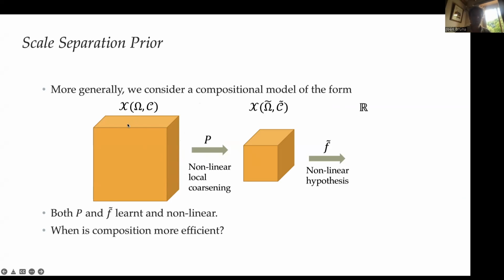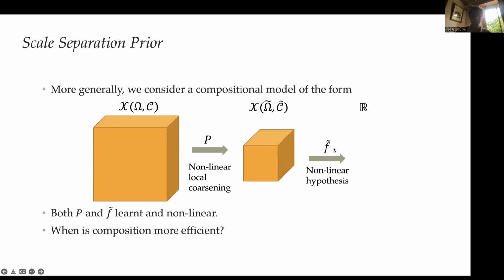The role of this step is to reduce the size of the grid, or to coarsen the domain Omega. Once we are in a coarse domain Omega, we are already in a regime where the curse of dimensionality is somehow avoided. So we can now learn this function f tilde, hopefully with a sample complexity that is not as bad as the original domain.